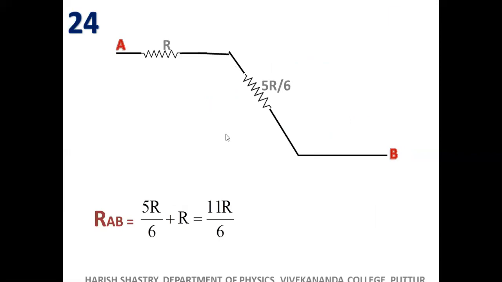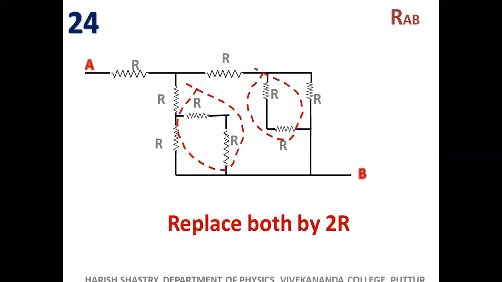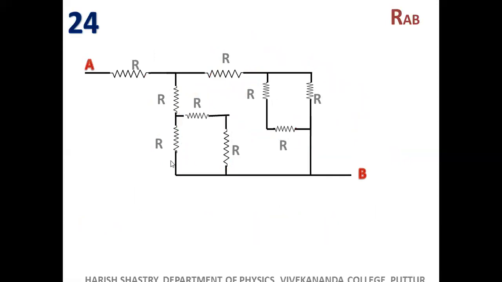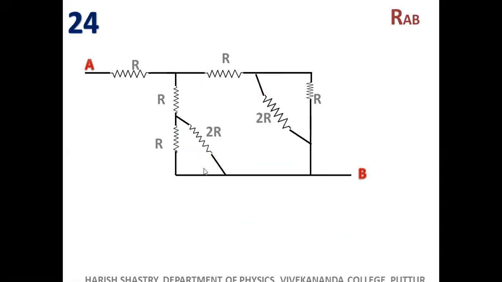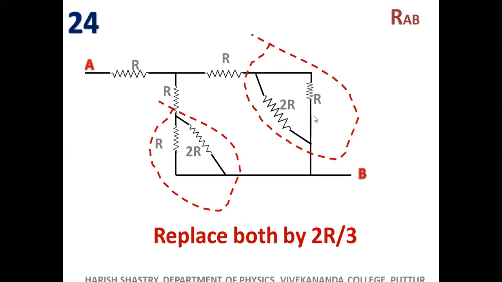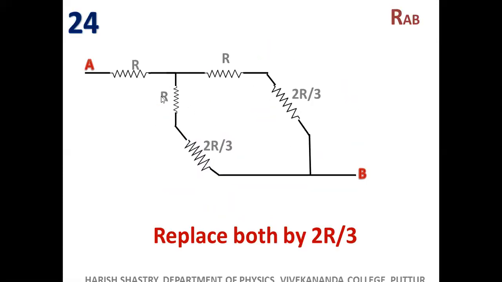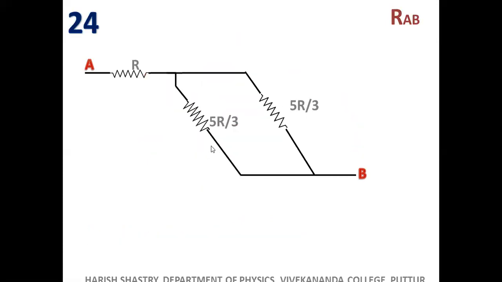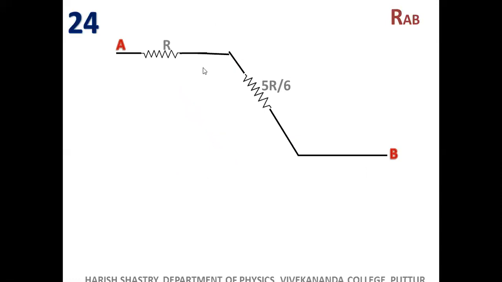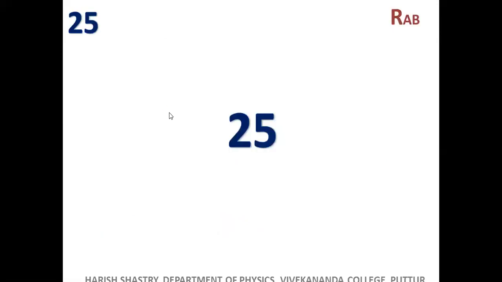So let us see in what path we have come across. How this complicated circuit is made easy, and the equivalent is found out within a minute. See, replace these R's by 2R's. That is the first step. This 2R by 3, this 2R by 3, next step. 2R by 3 plus R, 2R by 3 plus R, that is 5R by 3. So replace them by 5R by 3. 5R by 3, 5R by 3 parallel, 5R by 6, then plus R. 5R by 6 and plus R, that is 11R by 6. Very simple. Okay, 25th one.